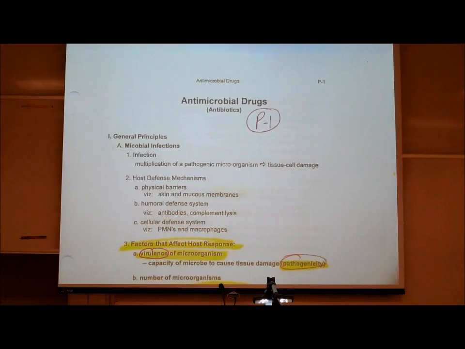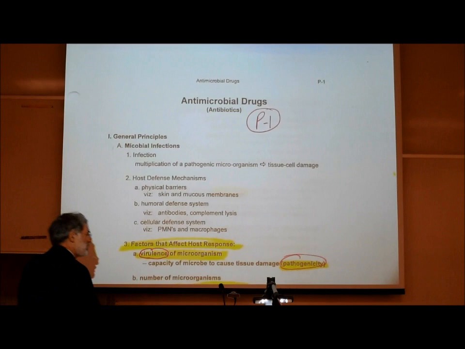What the hell is the difference between penicillin G and penicillin V? So we'll get to that.